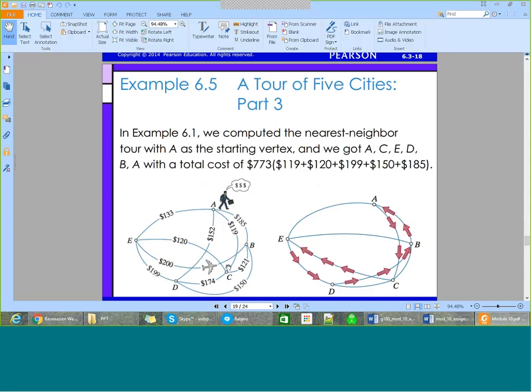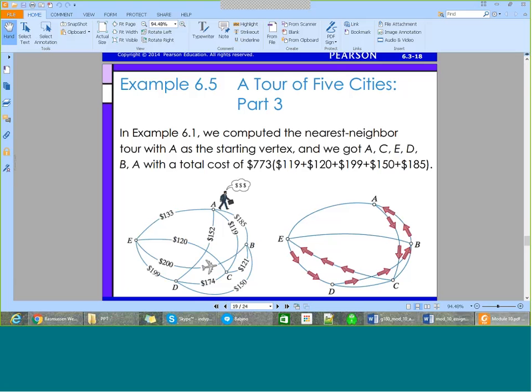And then from here, you can go to E, B, D. And as you can see, C to E is the cheapest route, $120. So just keep doing that, and then you get the route A, C, E, D, B, A with the total cost of $773. From A to C, it's going to be $119. C to E, it's going to be $120. E to D, it's going to be $199. And then D to B, it's going to be $150, and back to A, that's $185. Add those up, you get a total of $773.